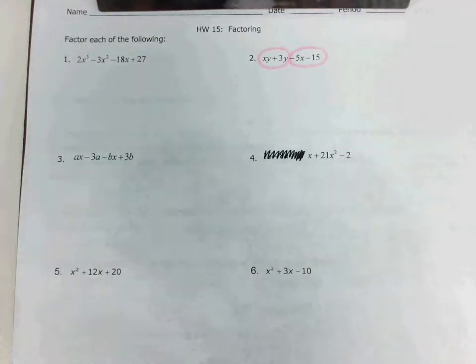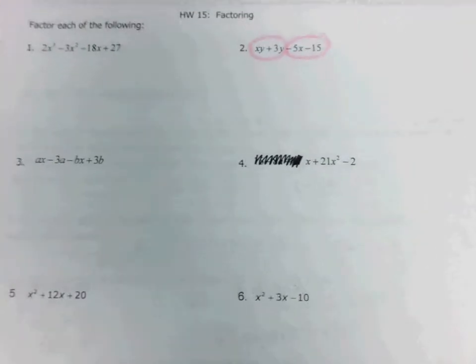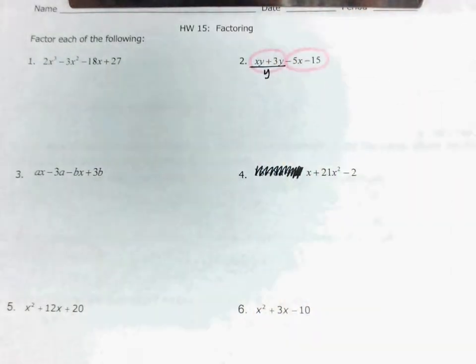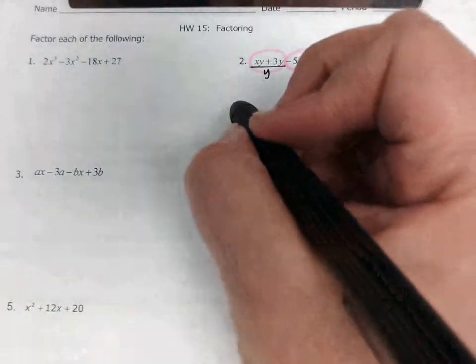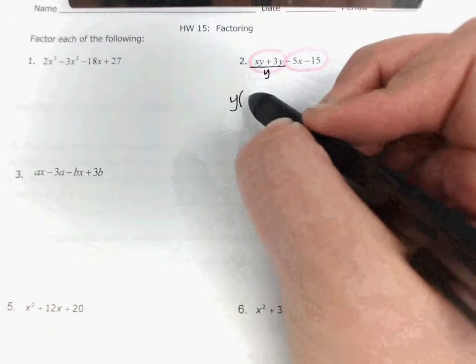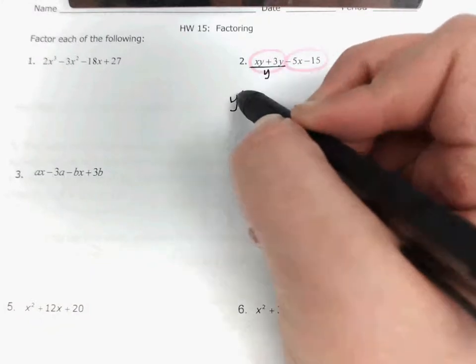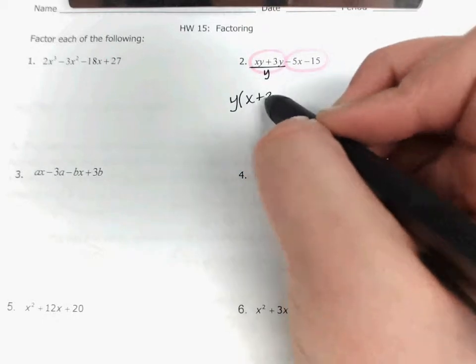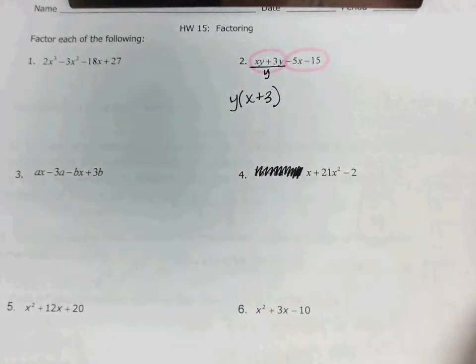Out of the first two terms, what do xy and 3y both have in common? That's what we want to find out. So I notice they both have a y. So I'm going to divide the y out to the front. That's going to leave me with just an x because the y is in the front now. These y's are crossed out. And then out of the 3y, the y is crossed out. That leaves me with a plus 3.